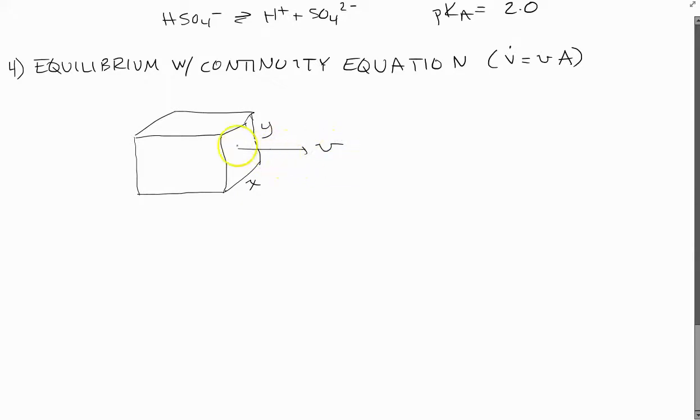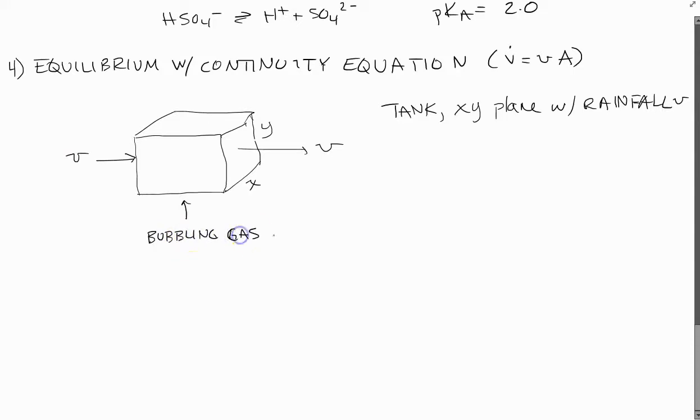We have some sort of velocity going here. Same velocity going over here. So maybe this is a tank that you're given the dimensions of. It could even be, if we flipped it 90 degrees, you could think of this xy as a plane falling at a rate of v. Let's say we're bubbling gas with some partial pressure, or the rain, v, could be falling through the atmosphere, and that could be the partial pressure of something in the atmosphere.